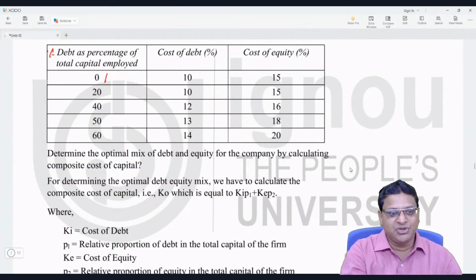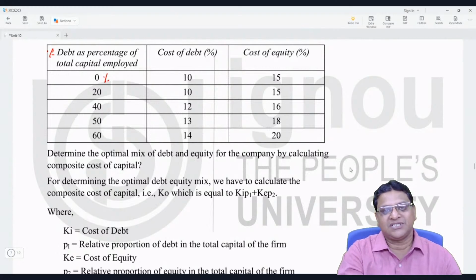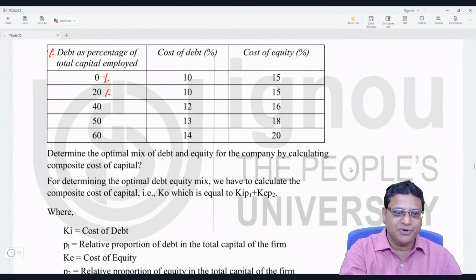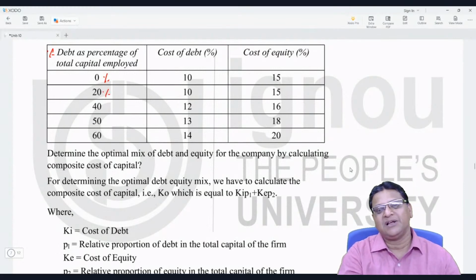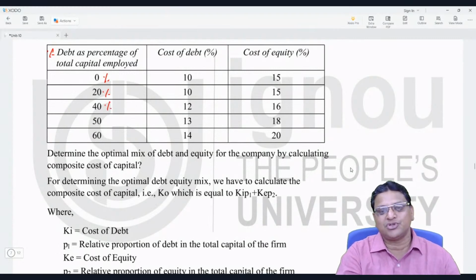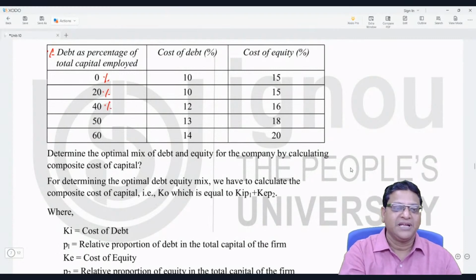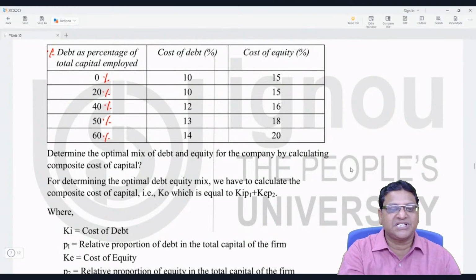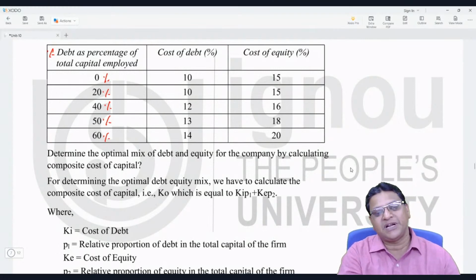If you use 0% debt, what is the cost of debt? What is the cost of equity? If you use 20% debt, what is the cost of debt and cost of equity? If you use 40% debt, what are they? If you use 50% debt, and if you use 60% debt, what are the cost of debt and the cost of equity?